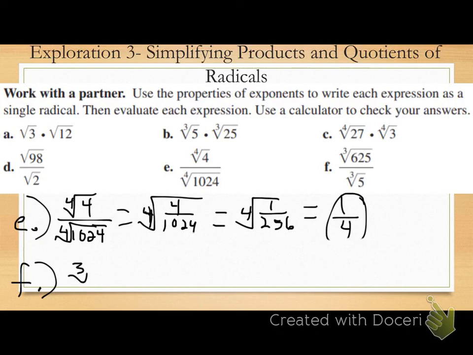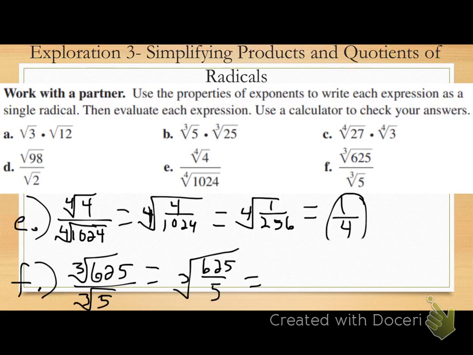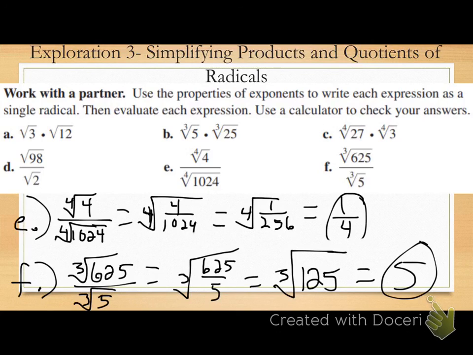F, we have the cube root of 625 over the cube root of 5. Same concept we've been doing. We can write it under one radical. What is 625 divided by 5? 125. And we already did this one. What's the cube root of 125? 5. Questions on F?